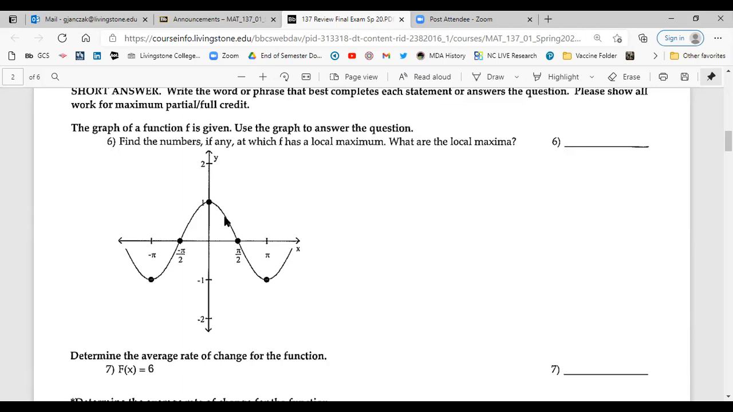And so in this case, the local maximum is what? The maximum would be y equals, what y value is the maximum y value? It looked like a 1. Yeah, 1. So the local maximum is 1, and it's at x equals 0. Okay?